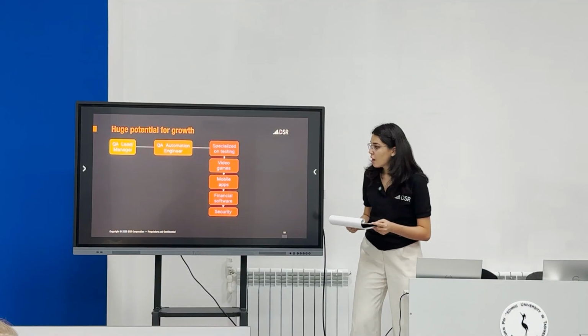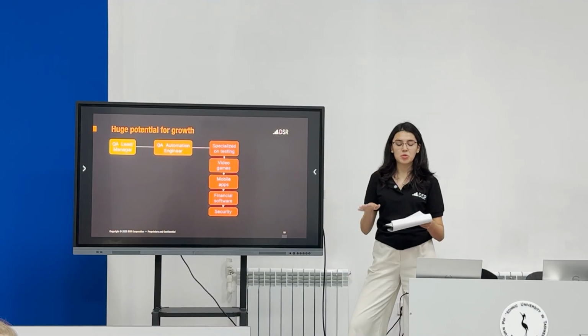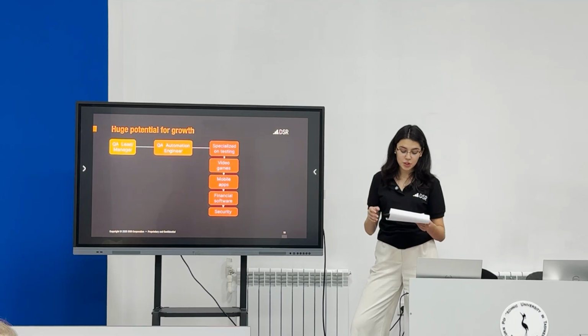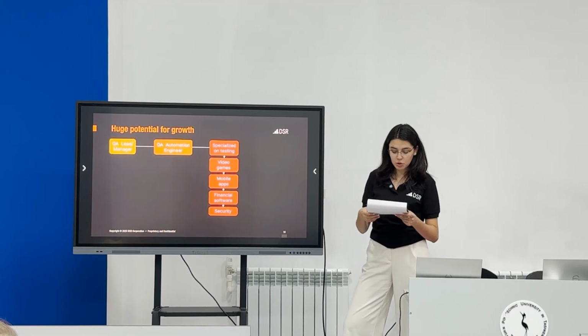Then there is QA automation engineer. You can learn how to write code and automatically test things. And of course, you can dive deep into some specialization like video games, mobile apps, financial software, or security.